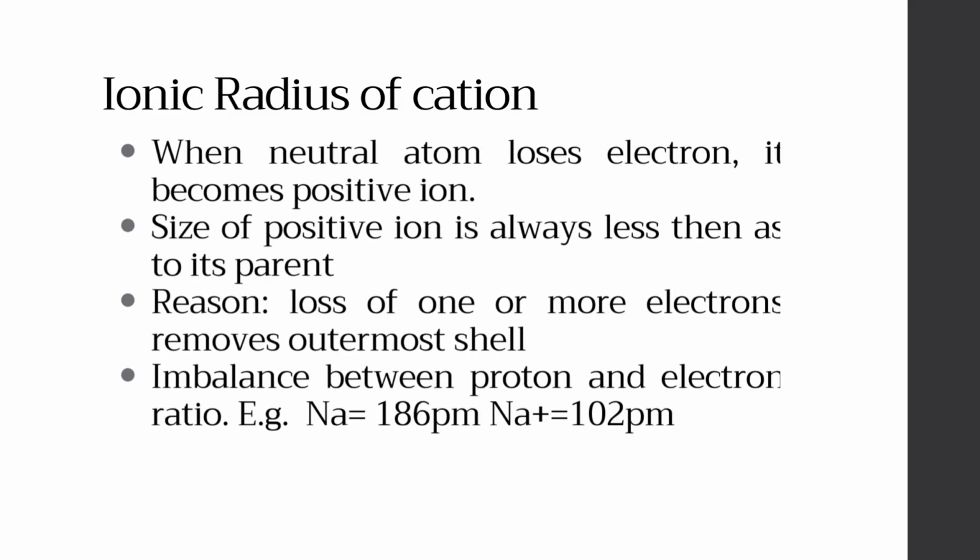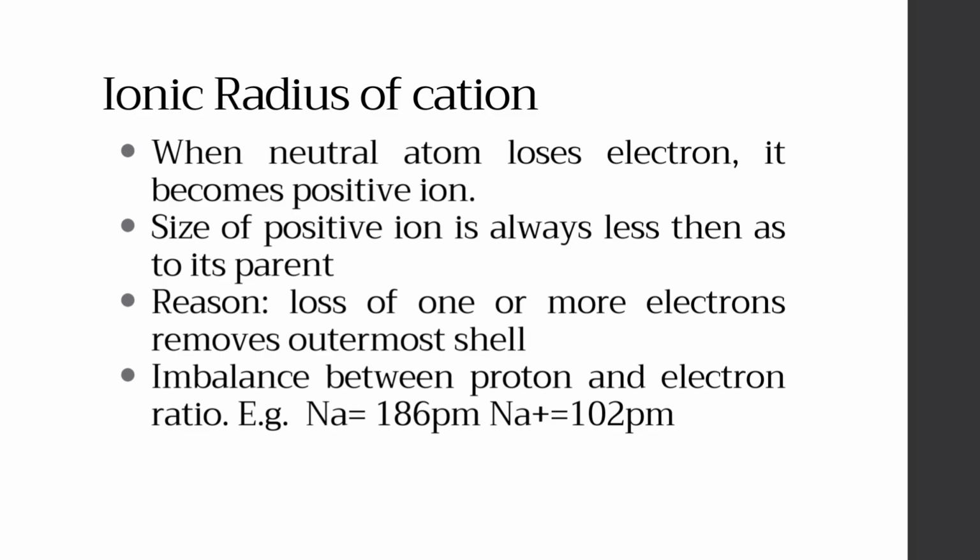Now let's talk about ionic radius. When a neutral atom loses electrons, it forms a positive ion or cation. The size of a cation is always smaller than its parent atom. Because loss of electrons removes the outer shell. Protons become more than electrons. Increased attraction pulls electrons closer.